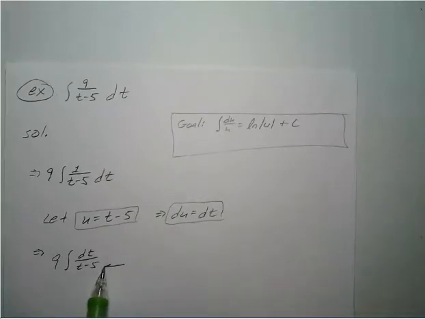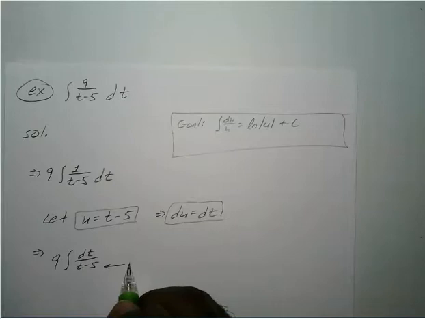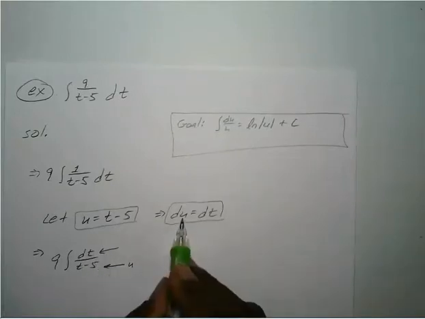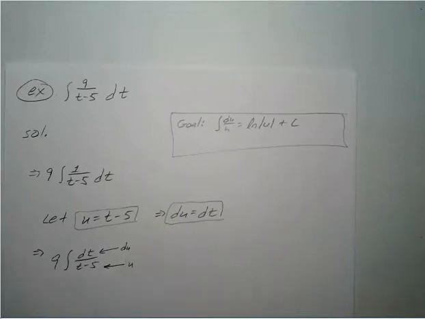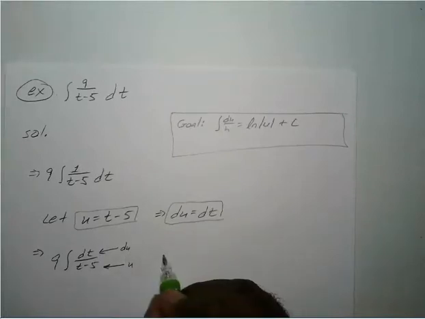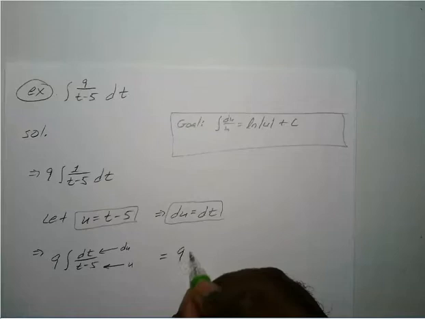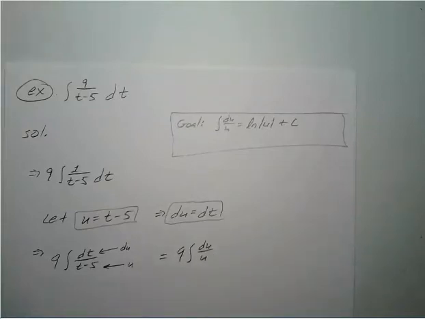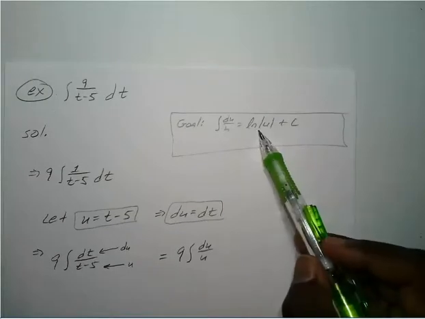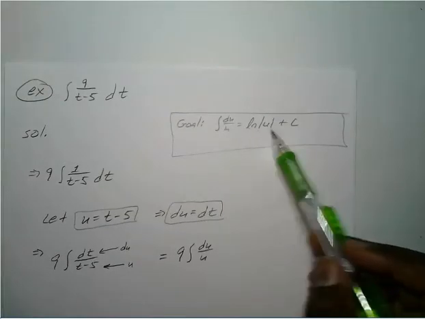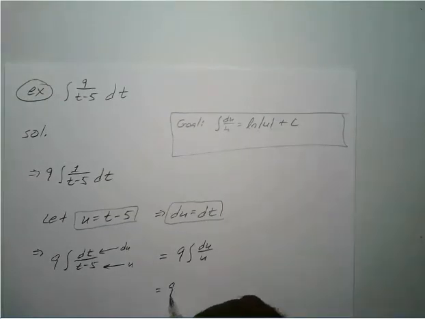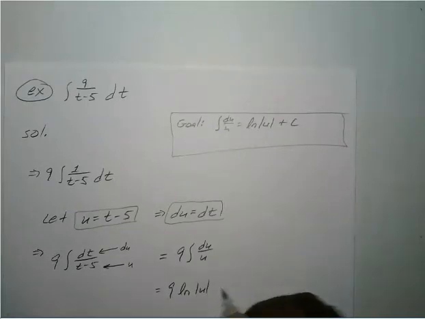Okay, so we see here that that's our u, and our dt is our du. So really that gives us 9 times the integral of du over u, which is the natural log of the absolute value of u, plus c. That's 9 times the natural log of the absolute value of u plus c.